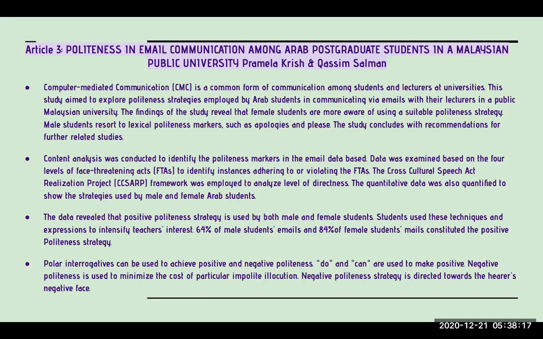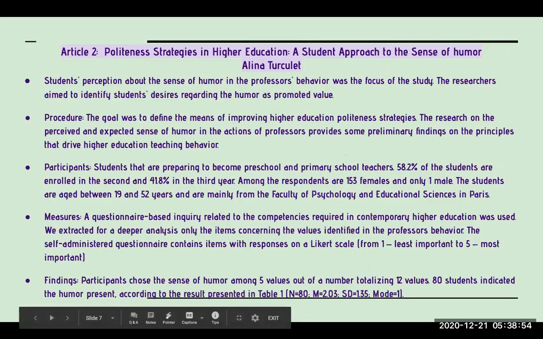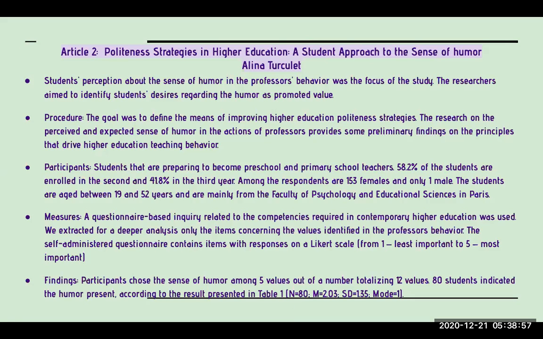So in this article, the data revealed that positive politeness strategies are used by both male and female students, which is quite believable because, honestly, students just want to get on the good side of their professors. So they need to be as kind as they can in order to do that. So the students use techniques and expressions to intensify teachers' interests. So 64% of the male students and 84% of the female students used the positive politeness strategy, which honestly goes hand in hand with Article 2, because students wanted to get their stuff done, they wanted to get on the good side of their professors and just get everything done so it'll be easier for them.